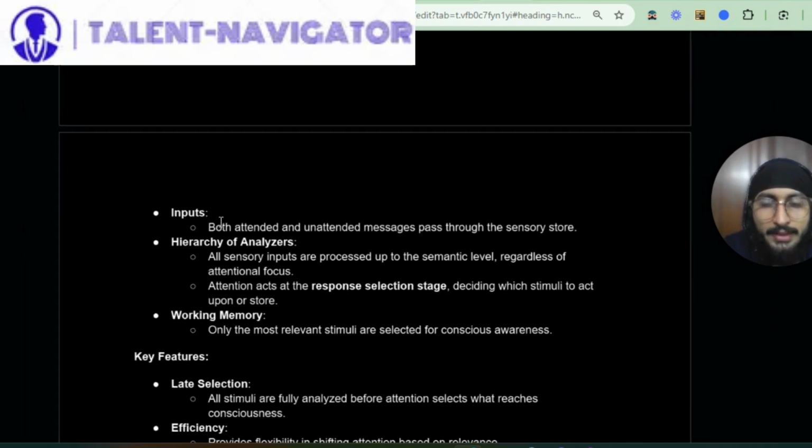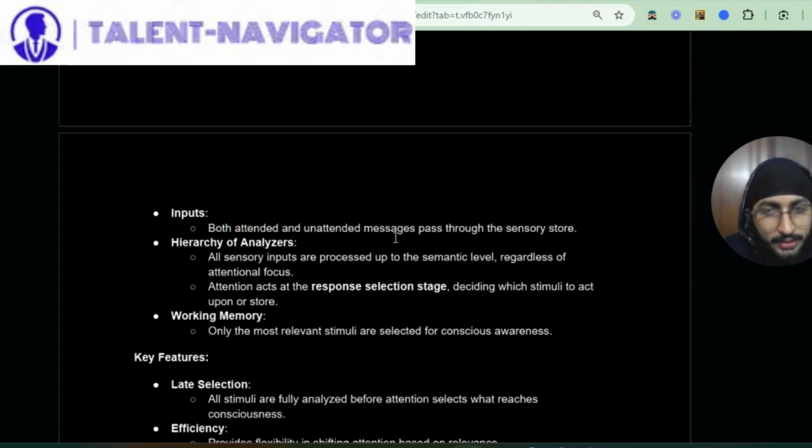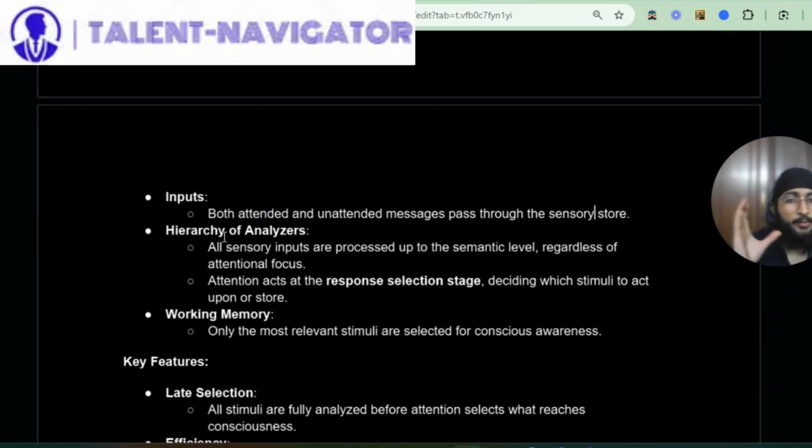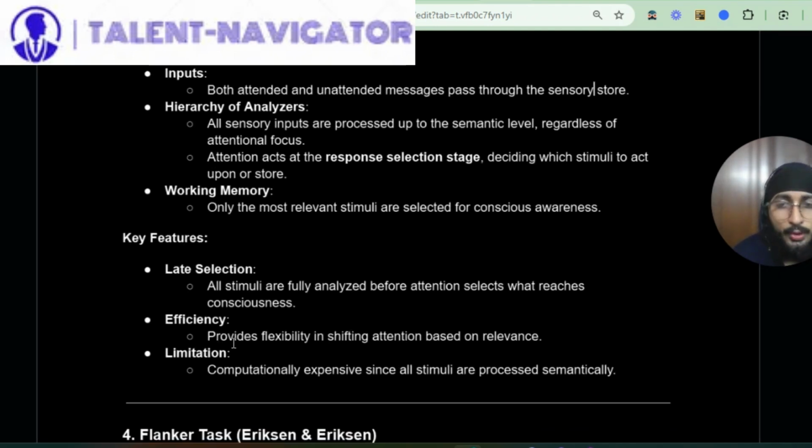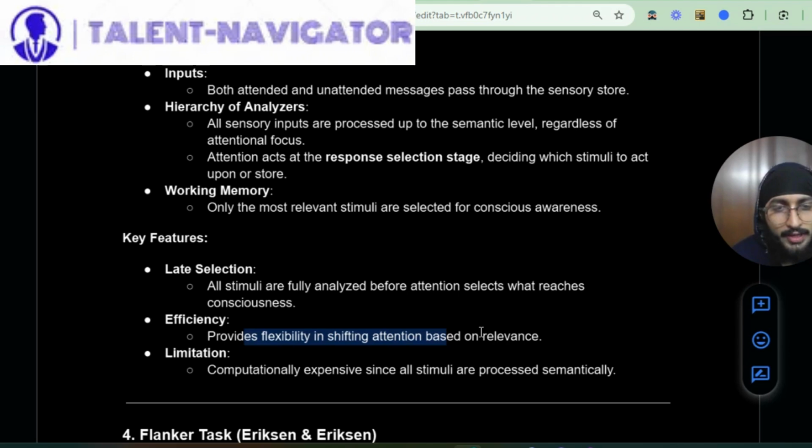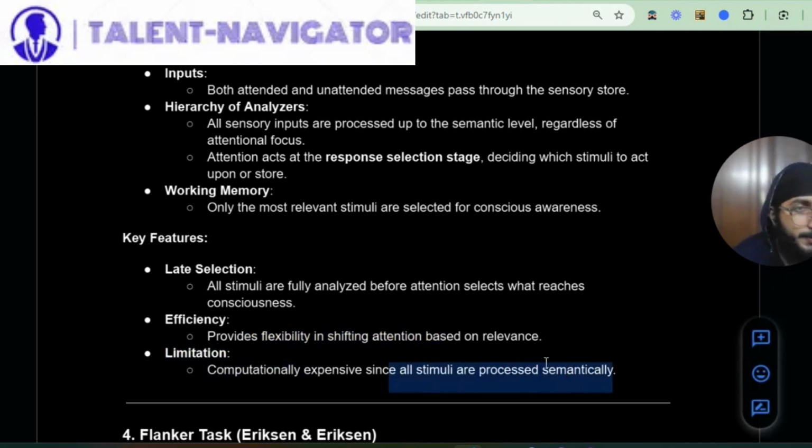Inputs, both attended and unattended messages, pass through the sensory store. Hierarchy of analyzers: all sensory inputs are processed up to the semantic level regardless of attentional focus. Attention acts at the response selection stage, deciding which stimuli to act upon or store. Working memory: only the most relevant stimuli are selected for conscious awareness. Key features: late selection, where all stimuli are fully analyzed before attention selects what reaches consciousness. Efficiency: it provides flexibility in shifting attention based on relevance. Limitation: it is computationally expensive since all stimuli are processed semantically.